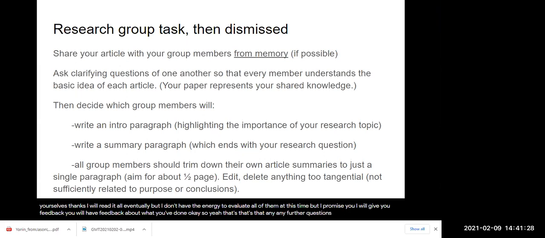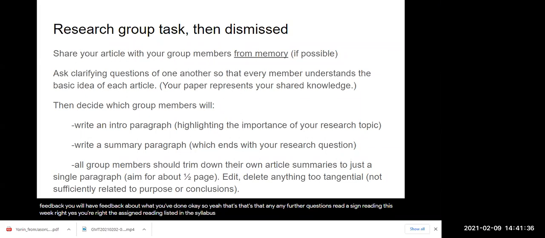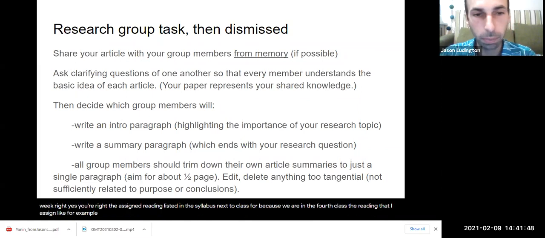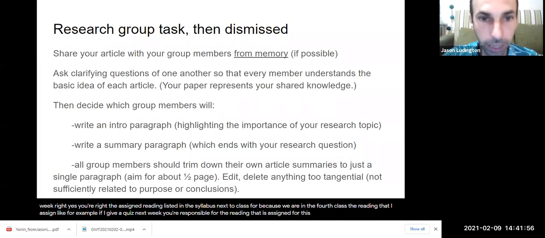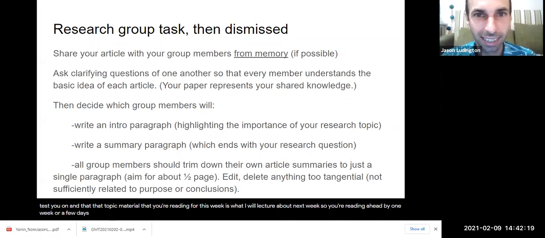We'll have to continue to read the assigned reading this week, right? Yes, you're right. The assigned reading listed in the syllabus next to class 4, because we are in the 4th class. The reading that I assign, like for example, if I give a quiz next week, you're responsible for the reading that is assigned for this week. That's what the quiz would test you on. And that topic material that you're reading for this week is what I will lecture about next week. So you're reading ahead by 1 week or a few days. Any other questions?